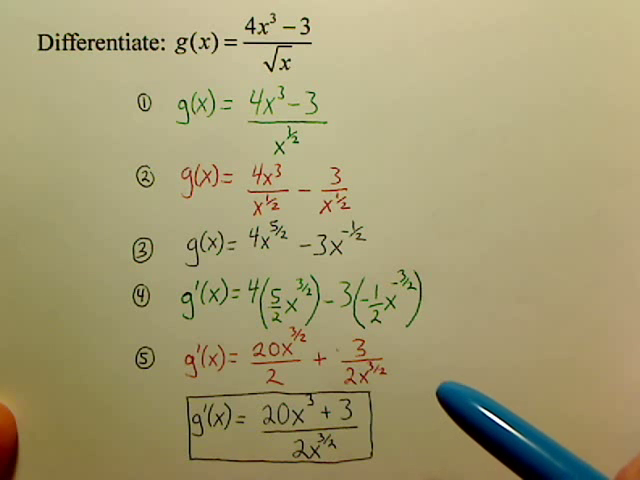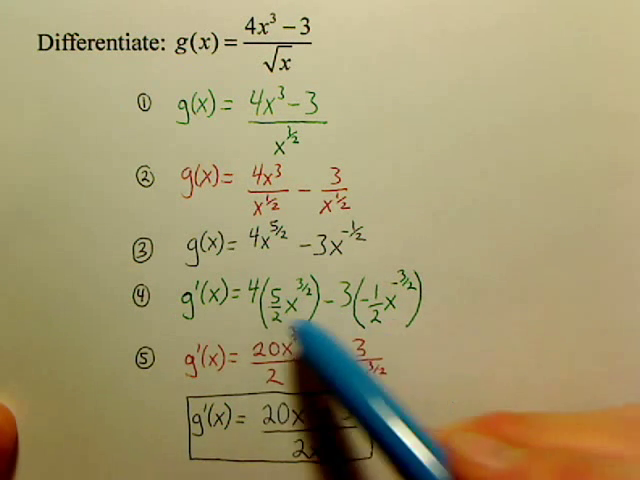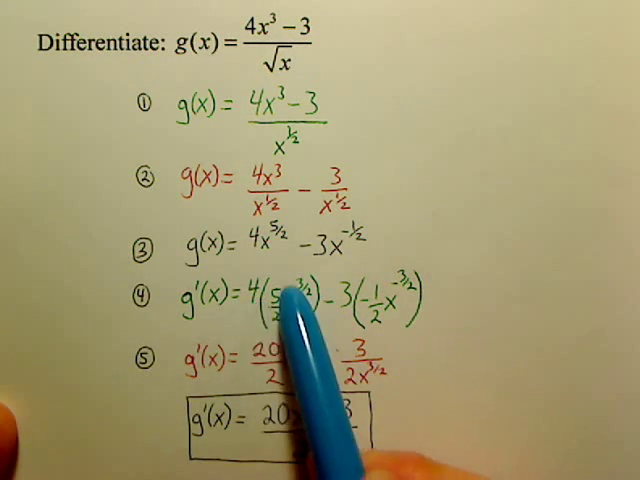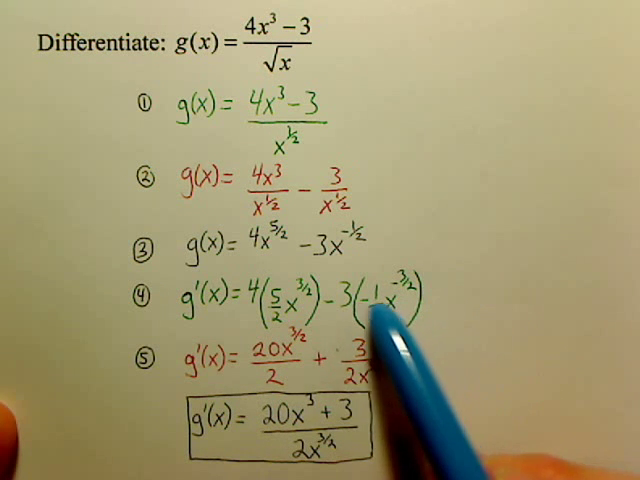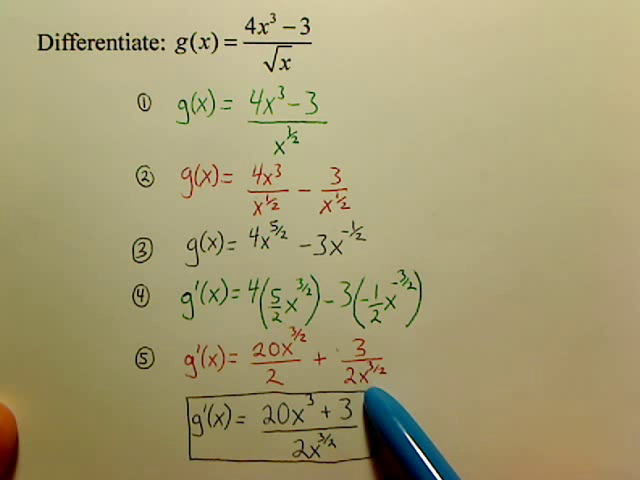Now we start simplifying. You might think to cancel the 4 and the 2, but I noticed I want to try to get a common denominator, so I didn't cancel the 4 and the 2 right here yet. So I just simplify this. 4 times 5 is 20. Leave the power. Here, negative 3 times a negative 1/2 is a positive 3/2. And I brought the negative power back to the denominator. I'm just simplifying here from the green.